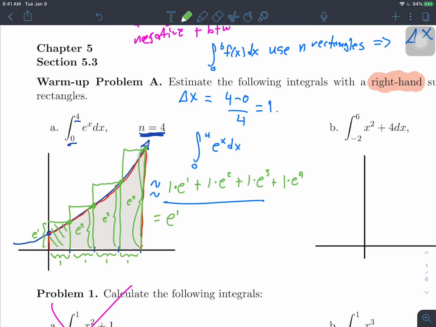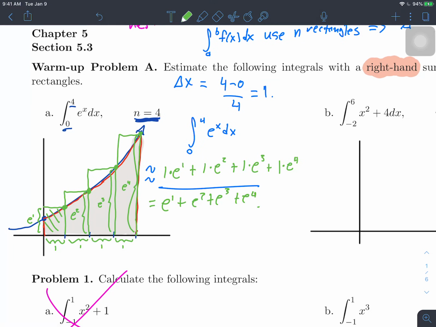We should just leave it as, if you want to write it a little bit more clean, e to the 1st plus e squared plus e cubed plus e to the 4th. These are not like terms. We cannot combine like terms. We could take 1 power of e out. We can make it e times (1 plus e squared plus e cubed), if you want. Doesn't really matter.